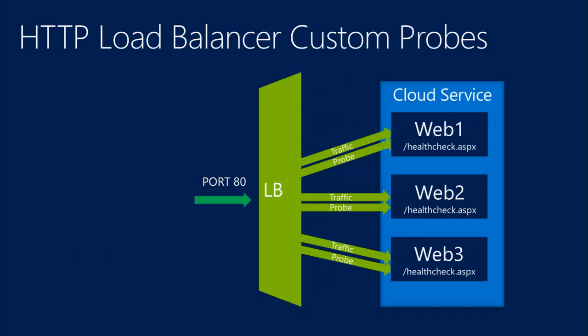So that is where the HTTP load balancer custom probes come in. They're a little bit smarter. Instead of just looking at a specific port, they're actually looking for a specific URL. So you can pass it /healthcheck.aspx, or you can put it at the root of your site if it's anonymous, which does lead me to point something out. This does not work on an anonymous URL.